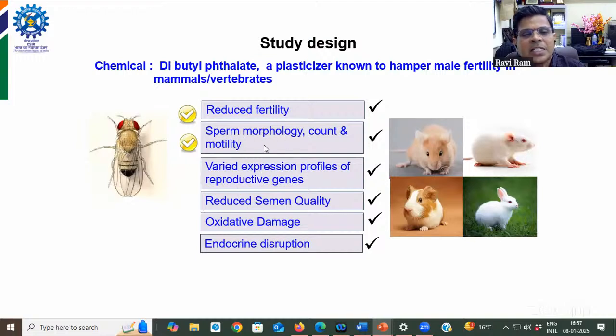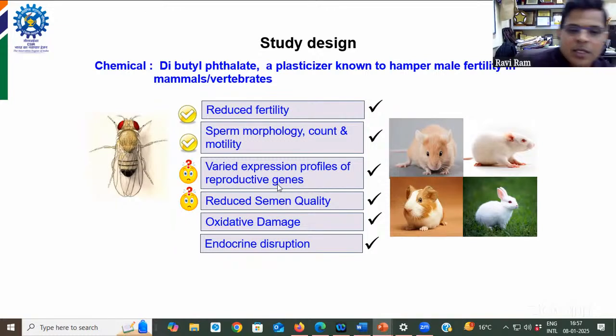We didn't see any changes in terms of morphology in our model in response to this dibutyl phthalate expression. And then the next thing that we asked is, okay, fine, what is happening to the genes that are expressed in the reproductive system, and whether there is reduced semen quality in terms of SFP production or their transfer.